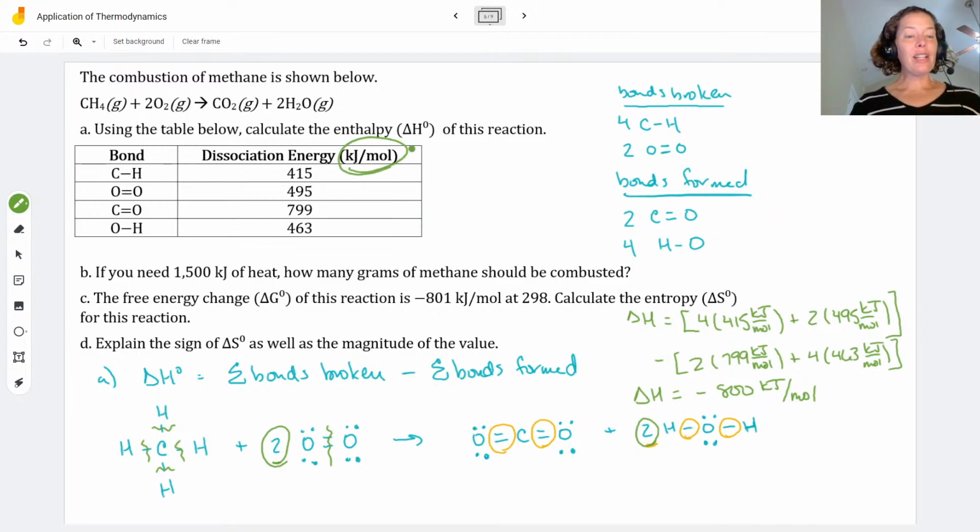Okay, all right, so that is part A. Let's take a look at part B. If you need 1,500 kilojoules of heat, how many grams of methane should be combusted? This is just like the previous problem where we combusted 15 grams, except it's reversed. Now we know how much we want to get out, and we want to figure out how many grams of methane should be burned.